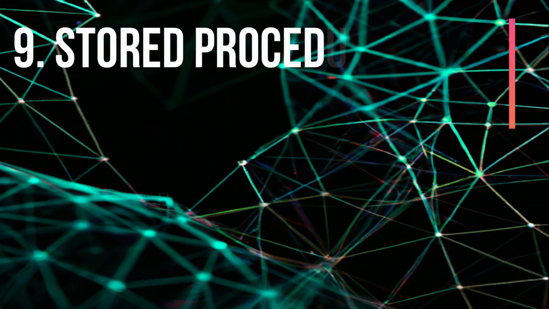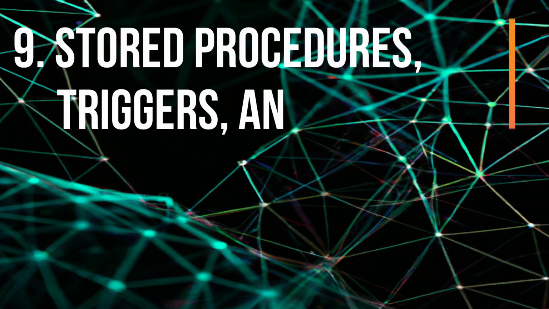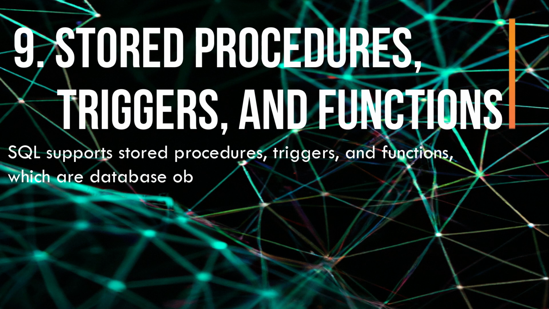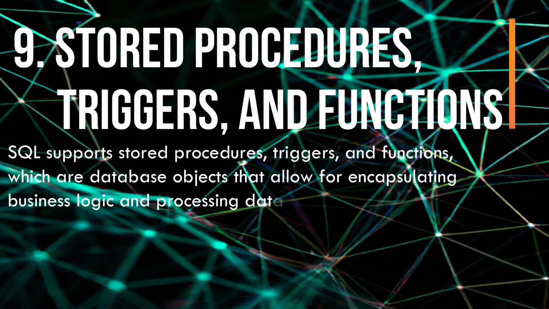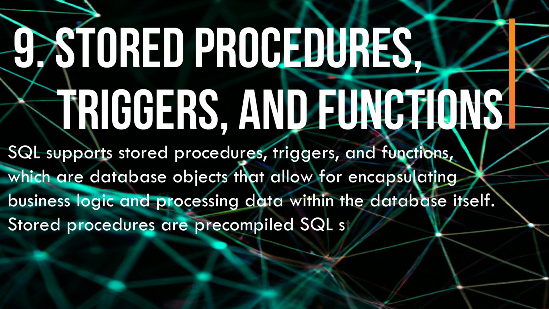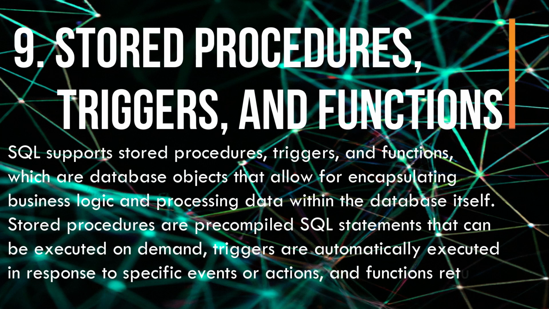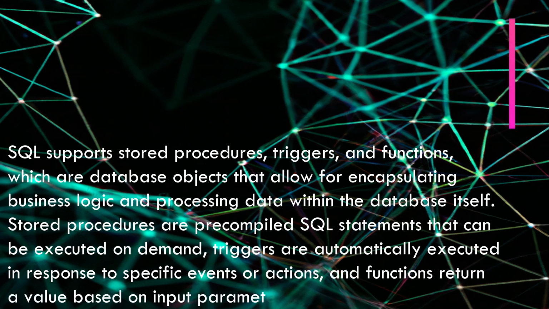9. Stored procedures, triggers, and functions. SQL supports stored procedures, triggers, and functions, which are database objects that allow for encapsulating business logic and processing data within the database itself. Stored procedures are precompiled SQL statements that can be executed on demand. Triggers are automatically executed in response to specific events or actions, and functions return a value based on input parameters.